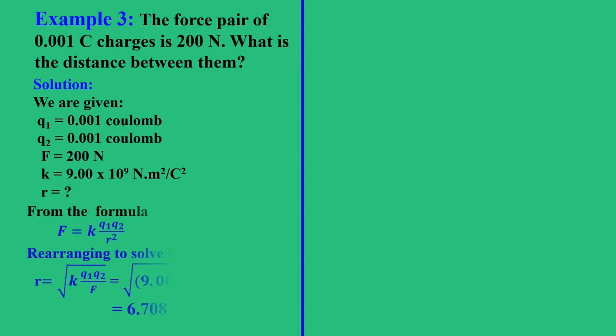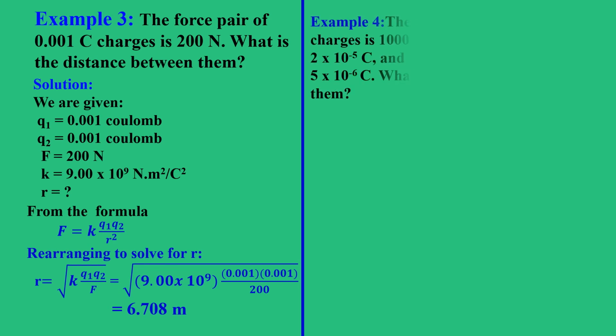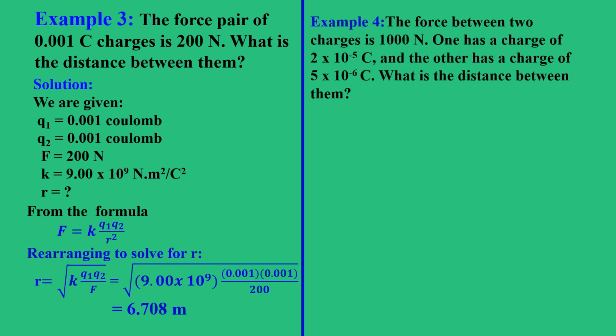So from this formula, F equals K Q1 times Q2 all over R squared, rearranging to solve for R, R is the square root of K times Q1 times Q2 all over F. Substituting and simplifying, we get R equals 6.708 meters.